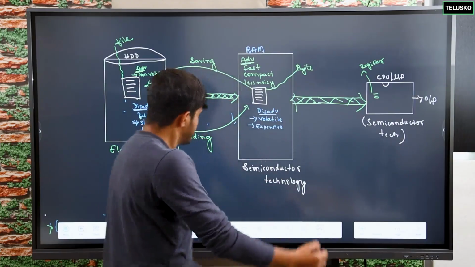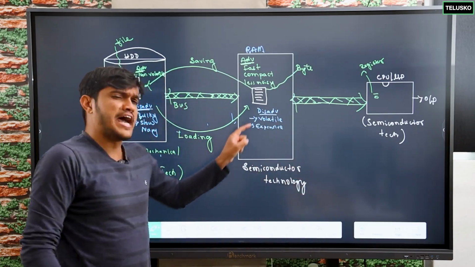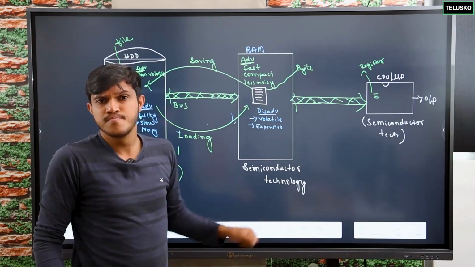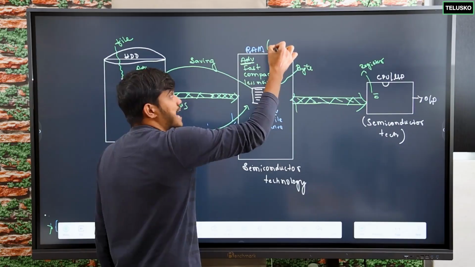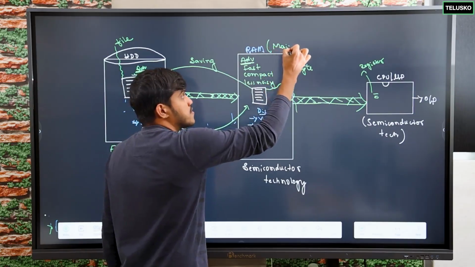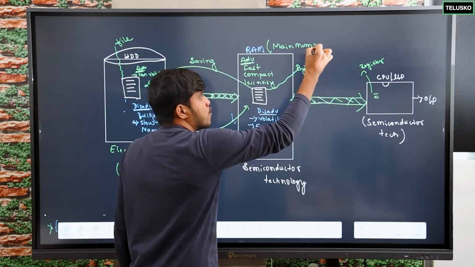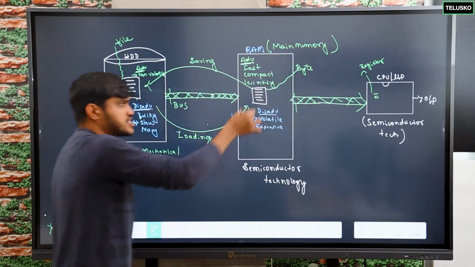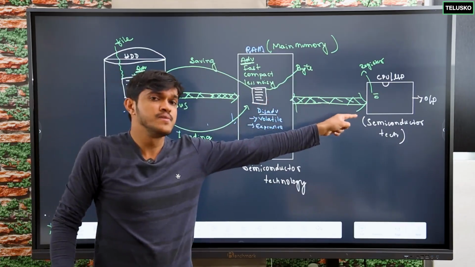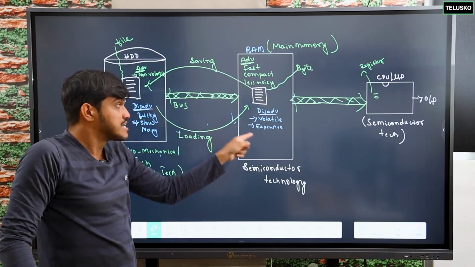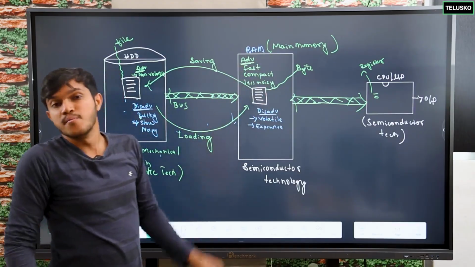Now tell me, which is the memory unit which is directly connected with your processor? It is the RAM. Hence, for RAM we also call it main memory. We call it main memory because don't you think every instruction has to come to the RAM? From there only it has to go to the CPU. That is the reason we call RAM a main memory.